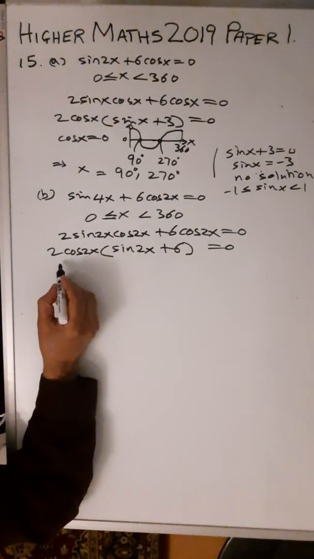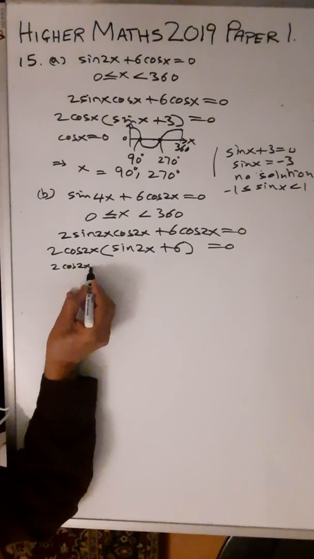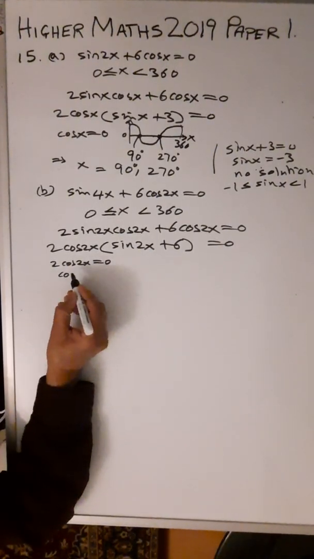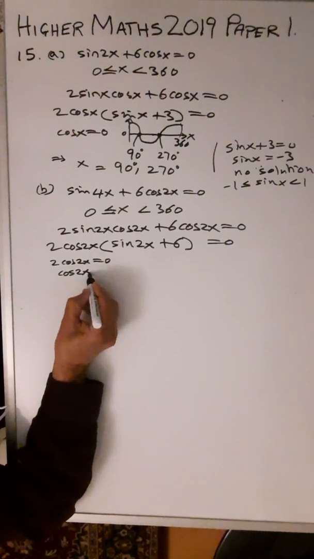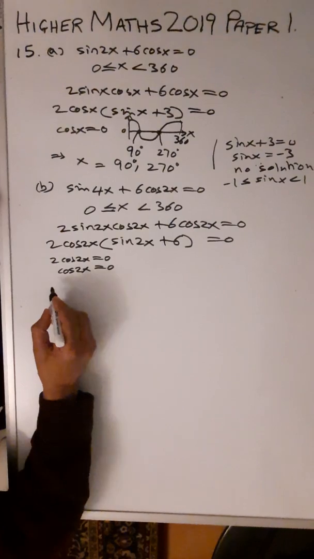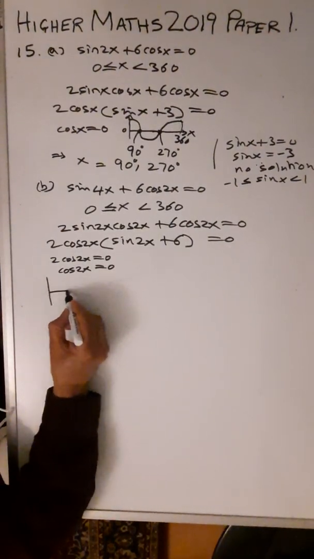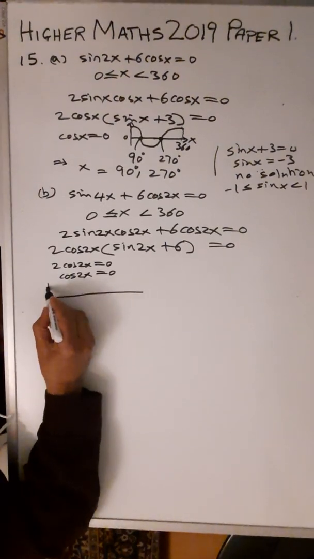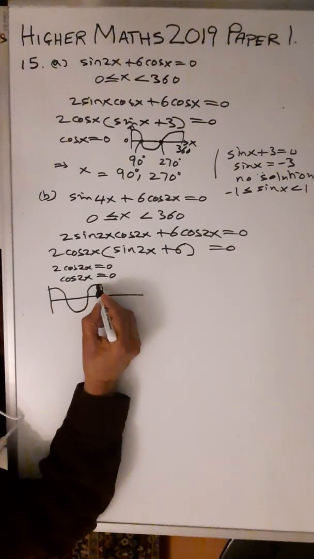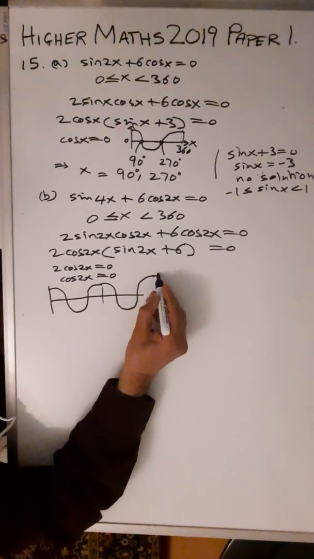In part B, 2 cos 2x equals 0. The 2 divides into the 0, so you're just left with cos 2x is equal to 0. This means that there are 2 cosine curves between 0 and 360. So there's one and there's the other one.